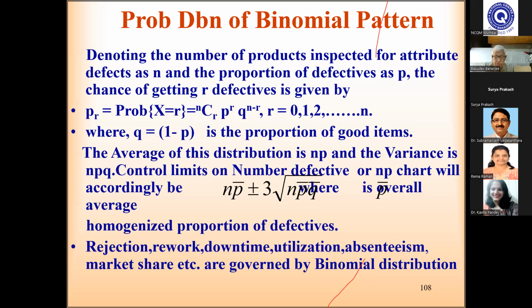We may need more explanation on this. I think tomorrow morning we'll do that. Some examples will help us, sir. Yeah, sure, we'll do that. The average is np and the variance is npq. We'll do that tomorrow, but conditions of validity you must know. Where it is applicable: rejection, rework, downtime, utilization, absenteeism, market share, and all are governed by this binomial distribution. Okay. Let us go to another distribution.